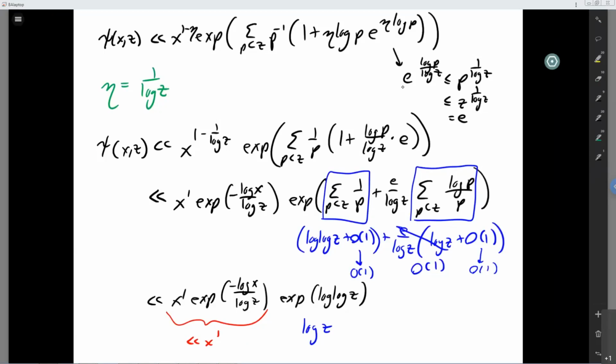So 1 over log z was really nice because this e to the eta log p was just bounded above by a constant. And that was super nice. So that's one way that you can say that you've made a good choice. It's something that tends to 0, and it's something that greatly simplifies all this extra stuff. But sometimes it can be hard to decide if you've got the optimal choice or not. You could have picked some other function for eta that tends to 0, plugged it into all this stuff, and still ended up with a non-trivial upper bound here.